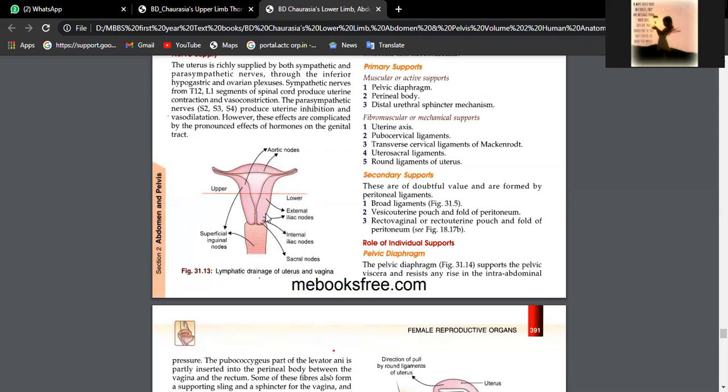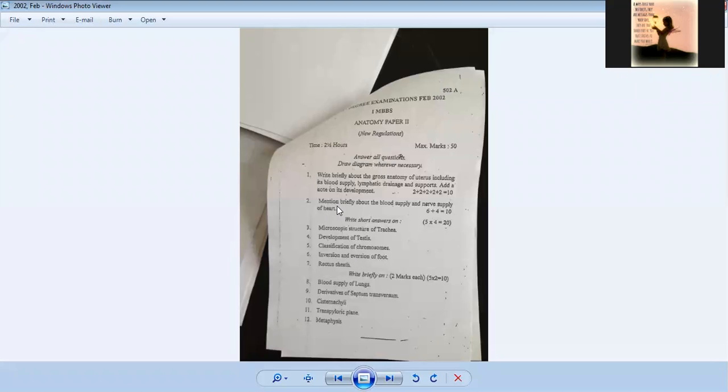Then development. It develops from the uterovaginal canal, beta. So from there you will see the development. I don't have the embryology soft copy. Just refer once; it will be just two or three lines, and look at the diagram. Okay. So: gross anatomy, blood supply, lymphatic drainage, supports and development.